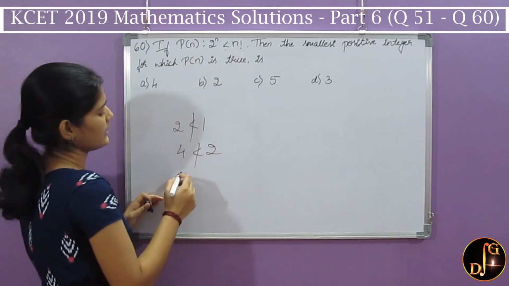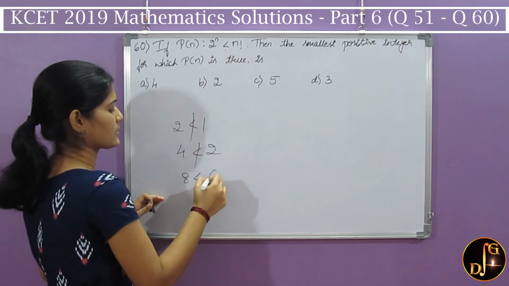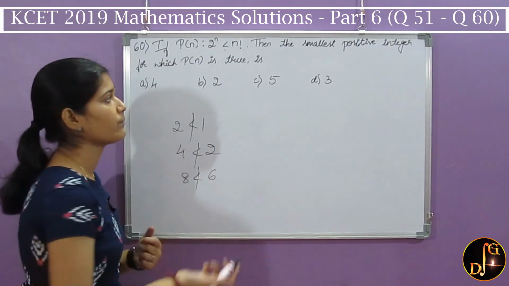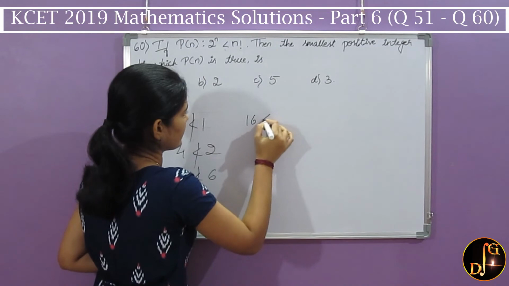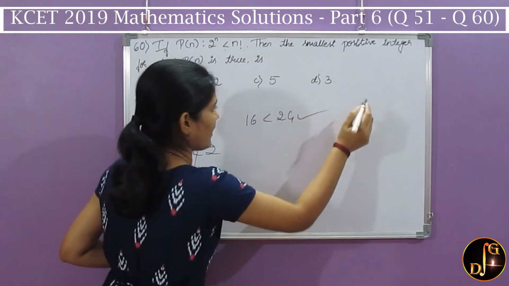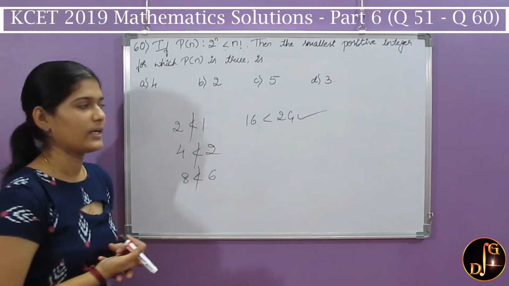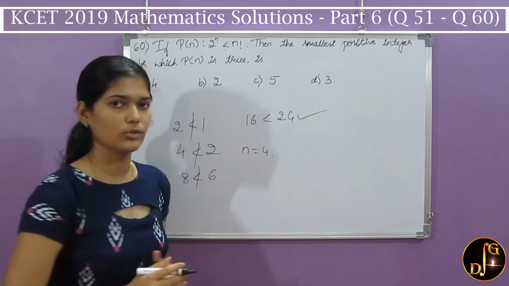If we apply 3, then it is 8. This is less than 3 factorial, which is 6. This is also not true. Let's apply 4. Then it is 16. That is less than 4 factorial, which is 24. Yeah, this is the correct one. That means we got the correct answer when we have n is equal to 4.